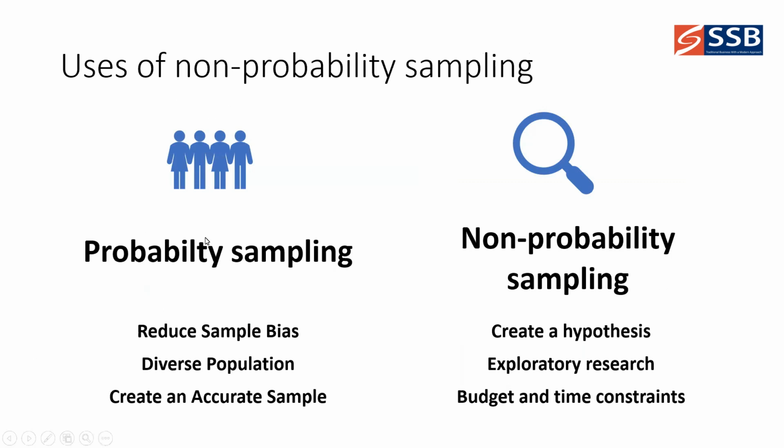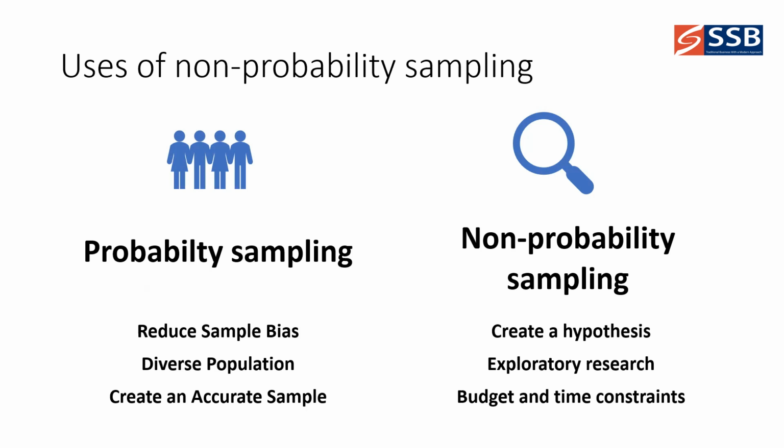So I have given here both uses of probability sampling and non-probability sampling. So what are the uses? Basically, the use of probability sampling is that it reduces sample bias, because the sample you choose from the population is going to be based on your inferences only. So this sampling leads to a higher quality of data collection.